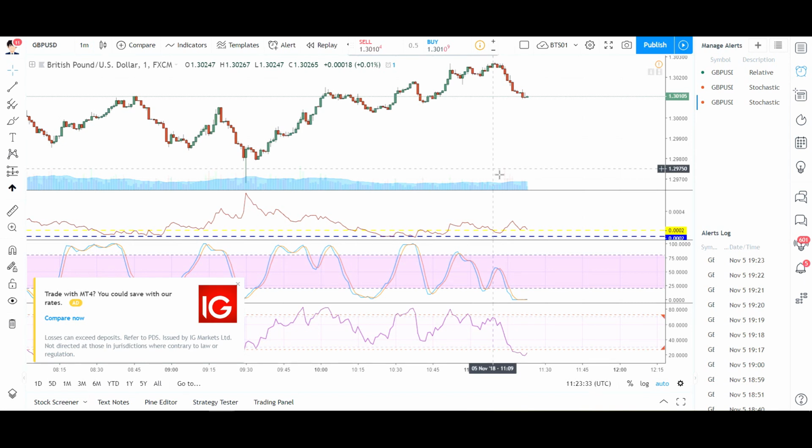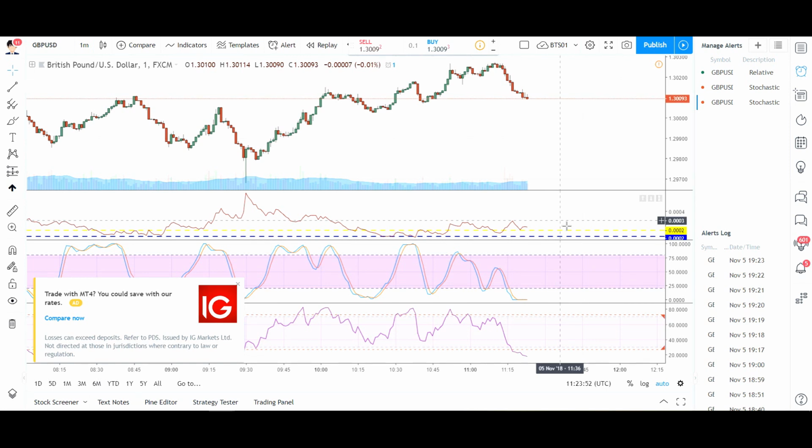So I would recommend that if you feel unsure, please just do not trade. That would be best, because why would you want to trade something that you're not really sure about, right? And another thing is the stochastic RSI.